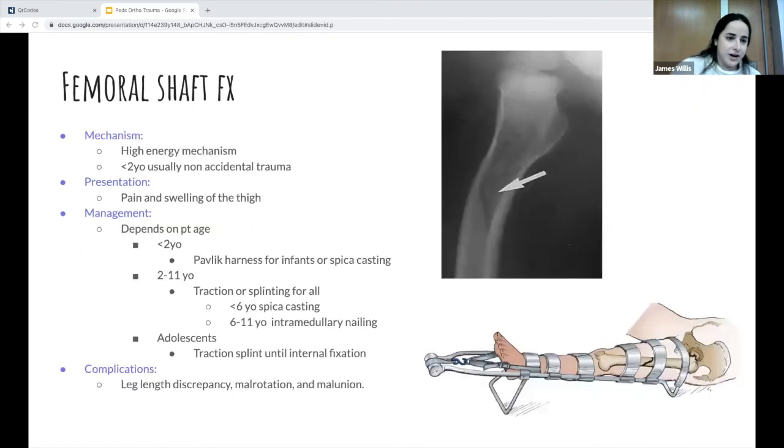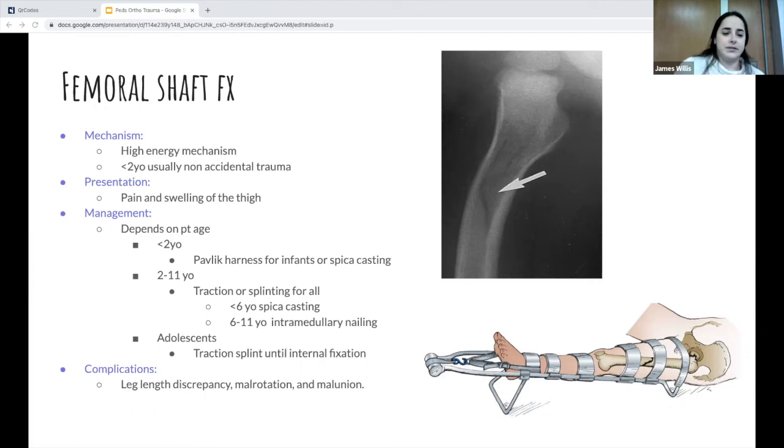Femoral shafts are a bit different. They also require a high energy mechanism. If the patient is less than 2, it's probably going to be non-accidental trauma. They're going to have pain and swelling of the thigh, and the treatment depends on the patient's age. If they are less than 2 years old, the treatment is the same as for those with dysplasia of the hip.